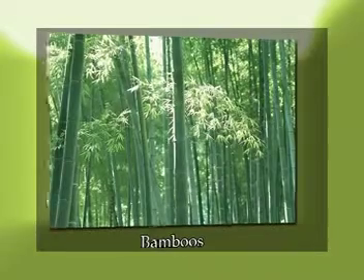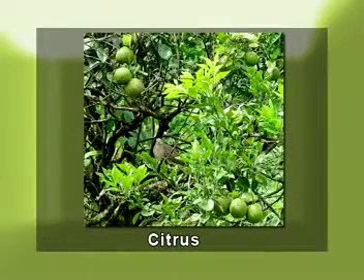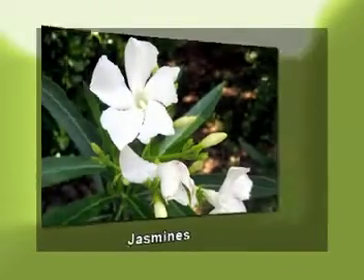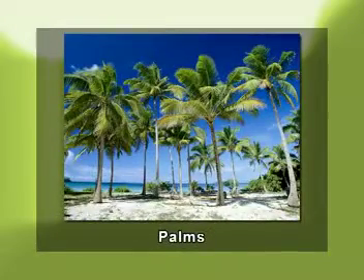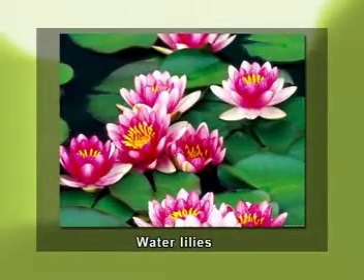The garden maintains germplasm collections of bamboos, bougainvilleas, jasmines, palms, pandanus, water lilies, etc. The Indian Botanical Garden and the network of experimental gardens are treated as the main conservation centers in India.